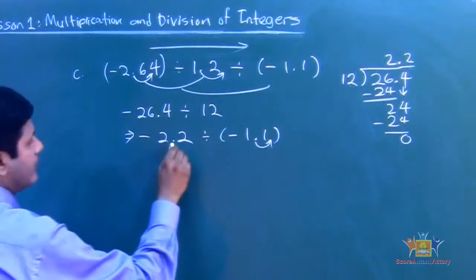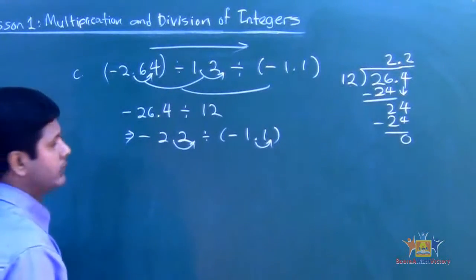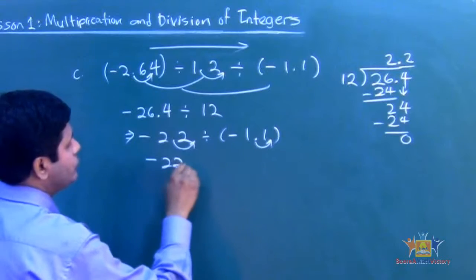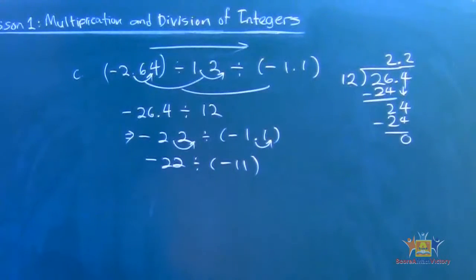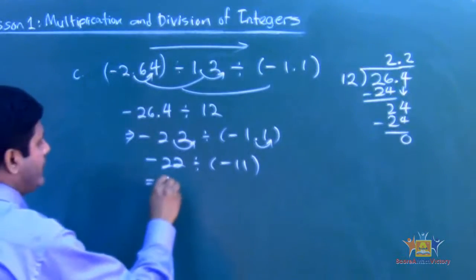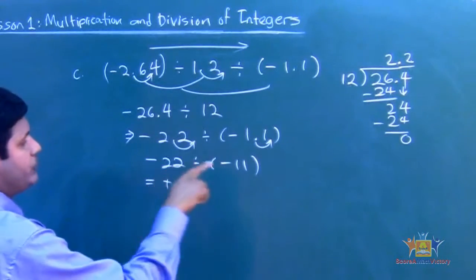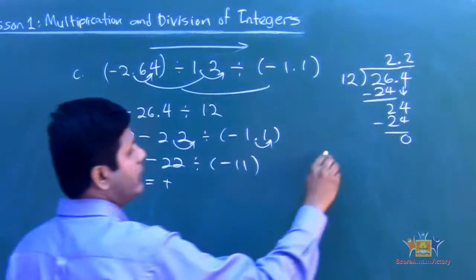That means once I move it, I move it once right there. So that becomes negative 22 divided by negative 11. Negative divided by negative is positive. So we know the final answer is going to be positive. 22 divided by 11, we're going to use long division.